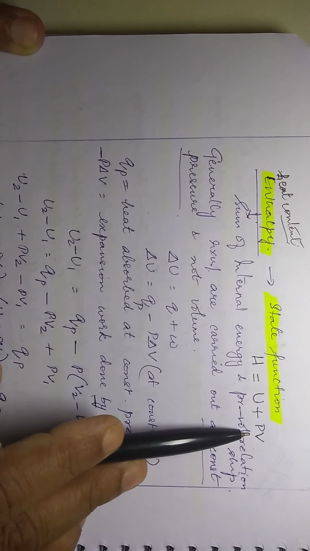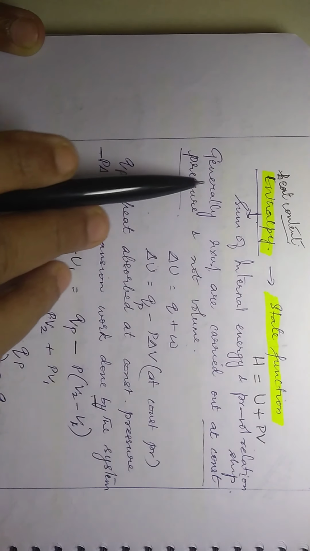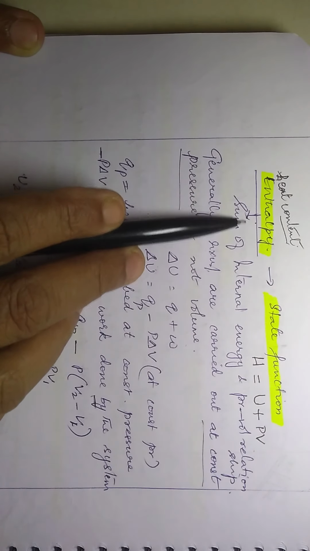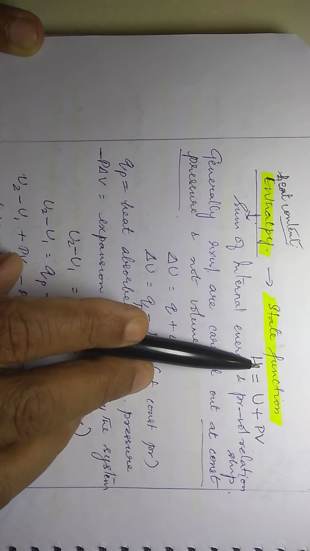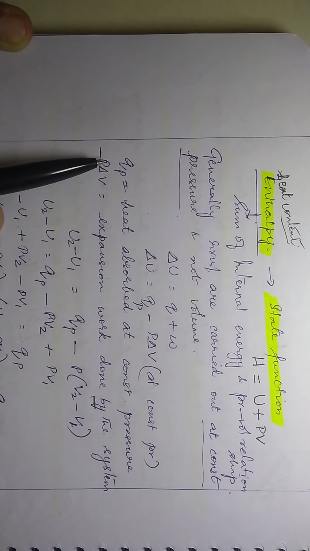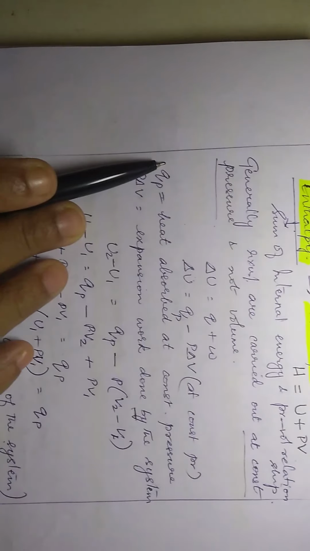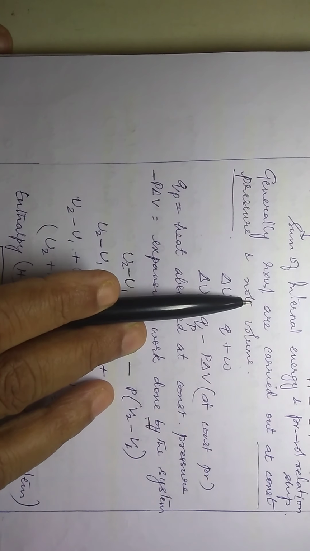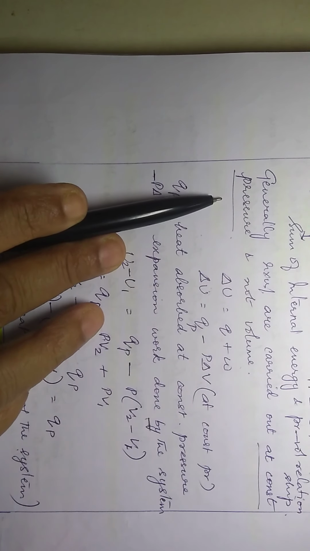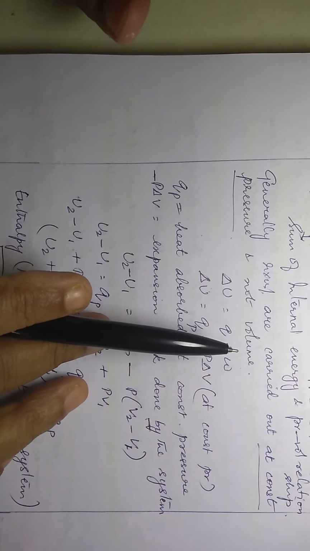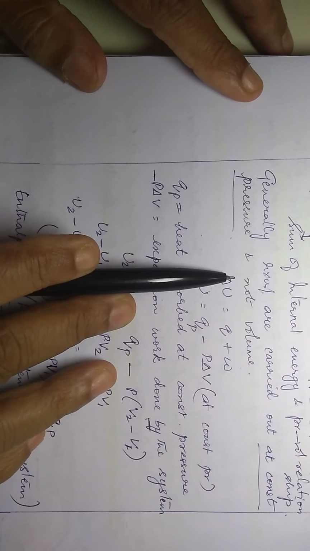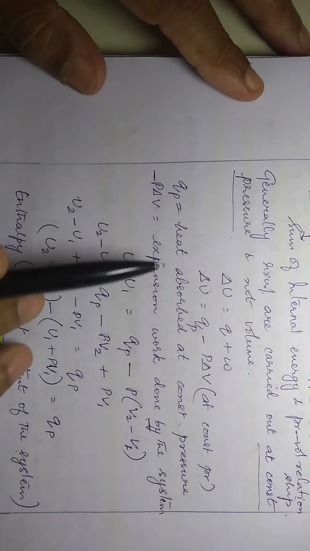Generally we are talking in terms of gas. And enthalpy is a state function. Why is it a state function? Because it depends only on the initial and final states of the system and not on the path followed. And in general, the reactions are carried out at constant pressure and not constant volume. We carry out reactions at atmospheric pressure, at room temperature, okay? We do not keep the volume constant.